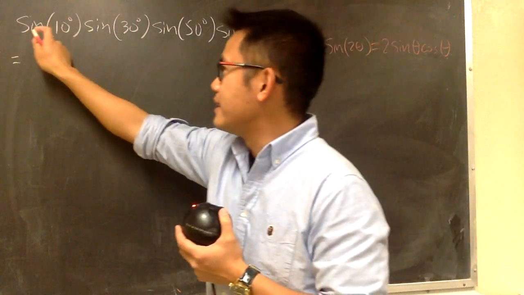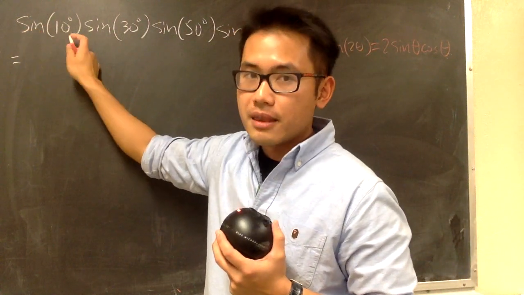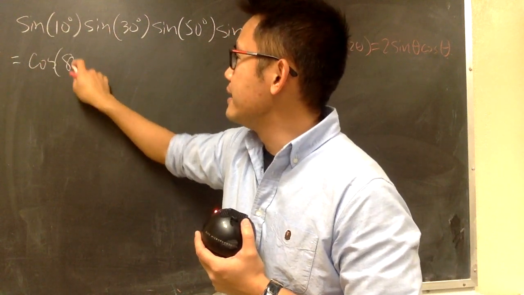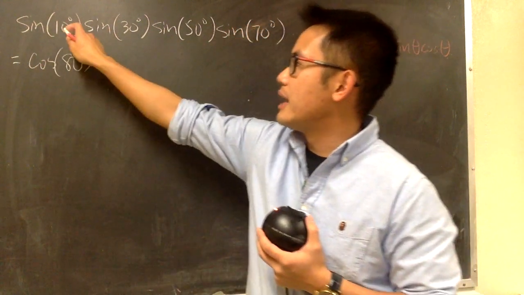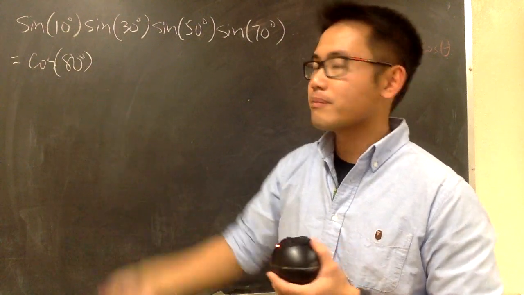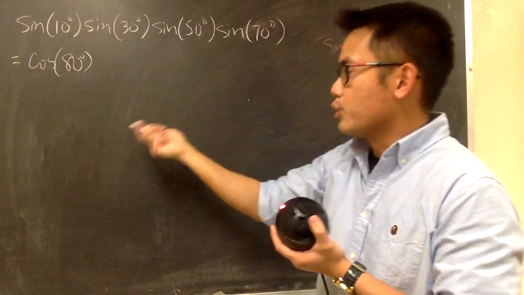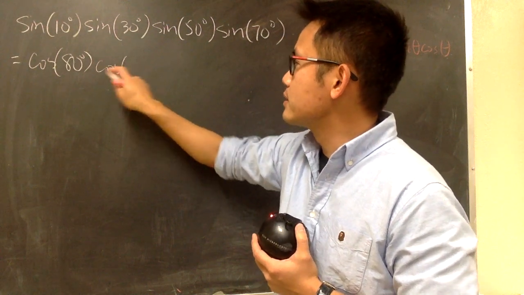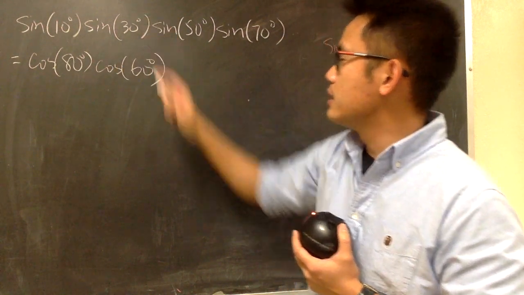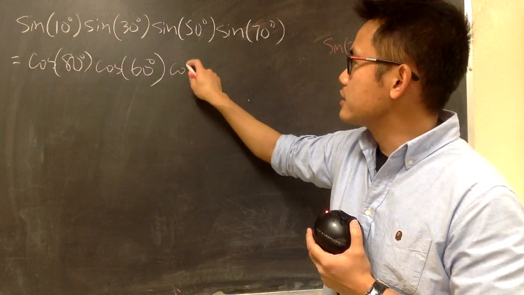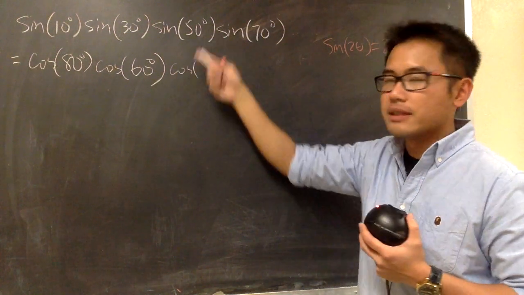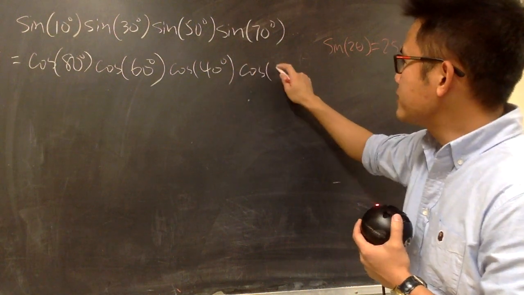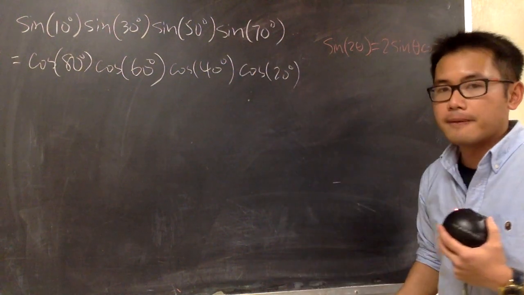That's a co-function identity. So when we have sine of 10 degrees, we can write this down as cosine of 80 degrees. 10 plus 80 is 90, okay? So this and that are equivalent. Likewise, let's do the same for this. I will write this down as cosine of 60 degrees. And then I will write this as cosine of, well, I can do 90 minus this, which is 40 degrees. And lastly, this is the same as cosine of 20 degrees.